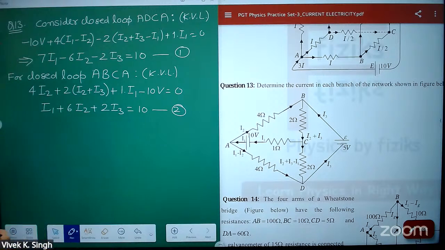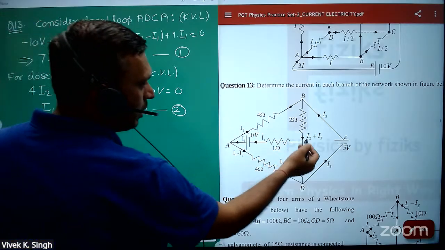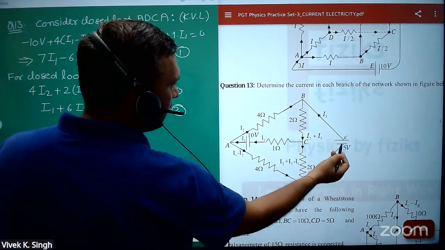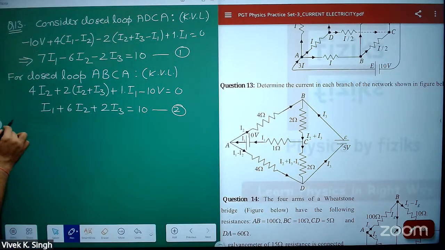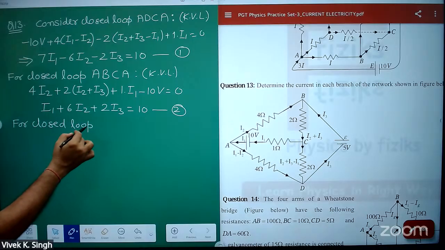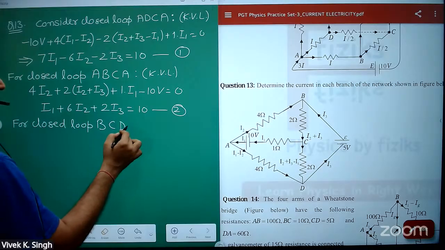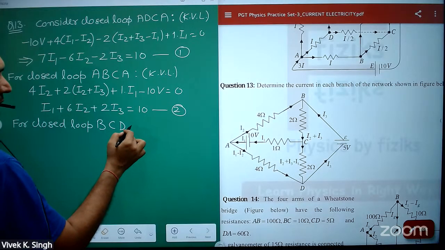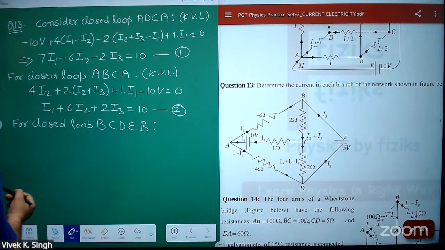Now take another loop. Let's see. I'm taking this particular loop, B, C, D, E, B. For the closed loop B, C, D, and then you have epsilon B. Again apply KVL.